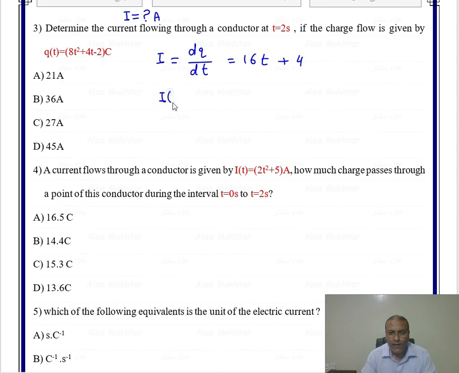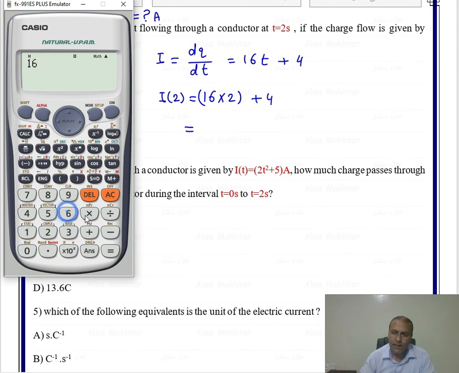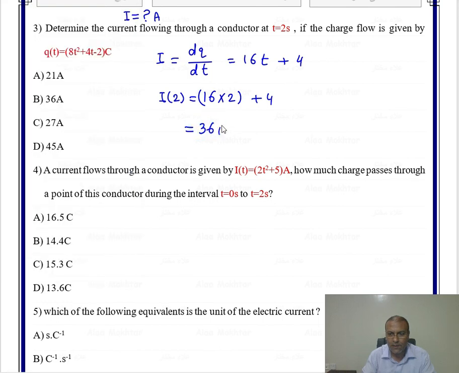Then I at time equal 2 seconds: we substitute t with 2. 16 multiplied by 2 plus 4, using your calculator. 16 times 2 plus 4. The answer is 36 ampere at time equal to 2. At a different time, the current will also be different.